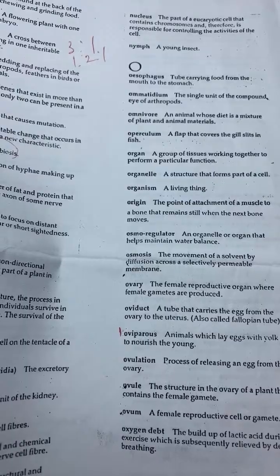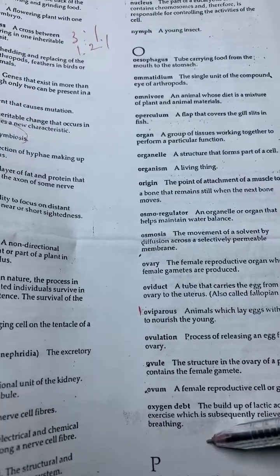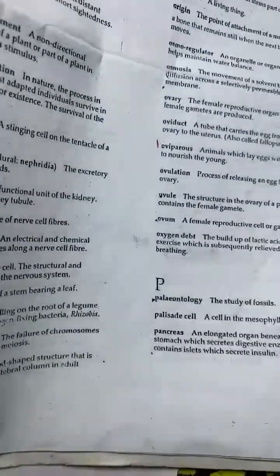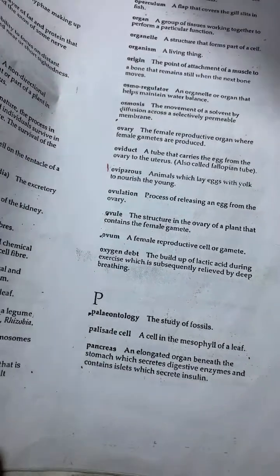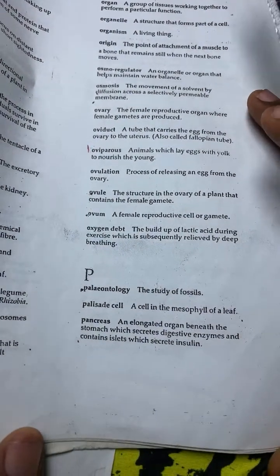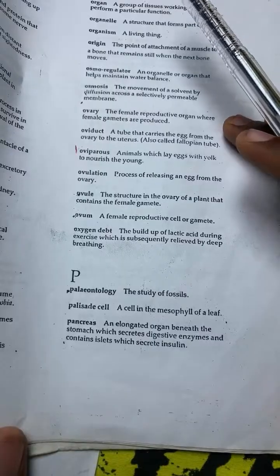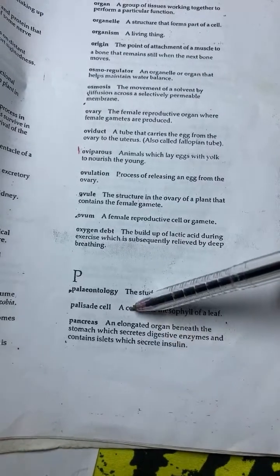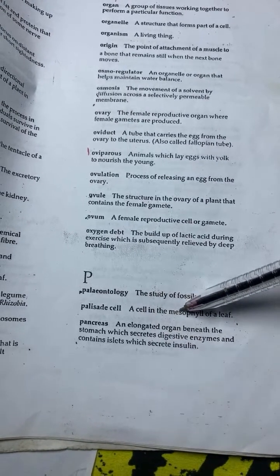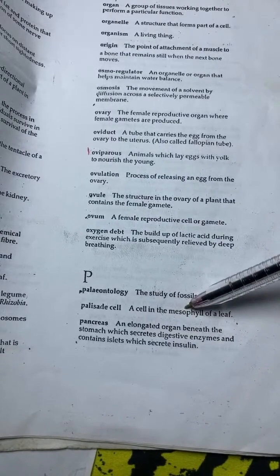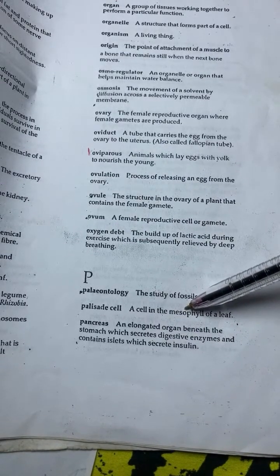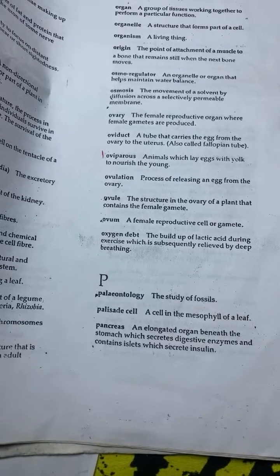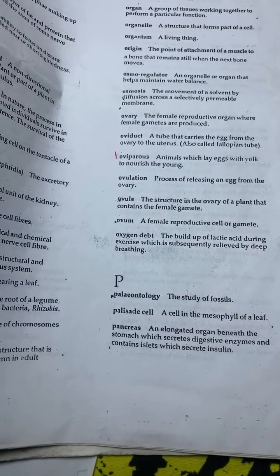Palisade cell. A palisade cell is a cell in the mesophyll of a leaf. Pancreas is an elongated organ beneath the stomach, which secretes digestive enzymes and contains islets, which secrete insulin. So pancreas secretes what? Digestive enzymes.